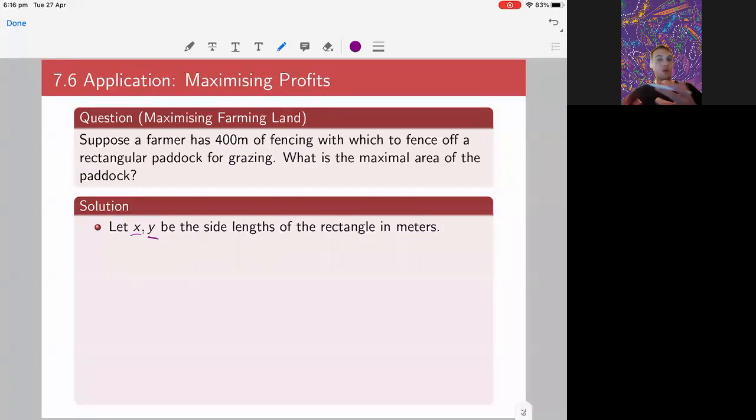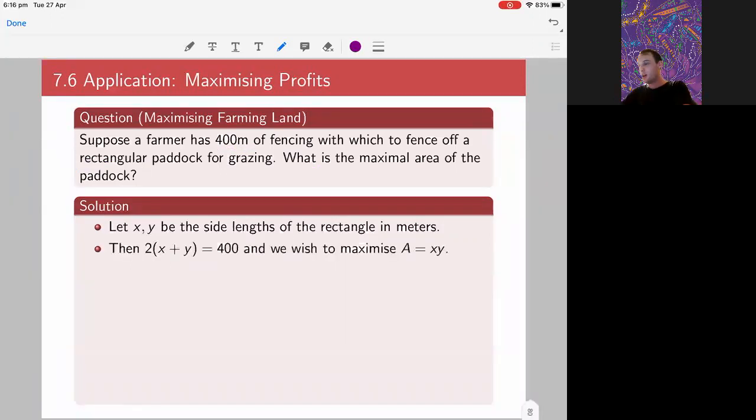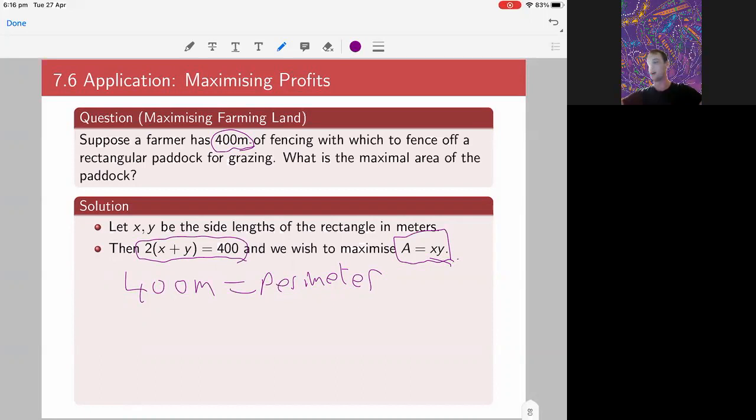Okay, so what are the rules here? Well, I'm trying to maximize area. The area of a rectangle is simply the length of its base times the length of its height, and that is precisely x times y. However, we've got more information here. We know that we're only allowed to use 400 meters of fencing. 400 meters is the perimeter. So that means we've got this constraint here. I know that the perimeter, which can be found by taking 2 times the base plus 2 times the height, has to be 400 meters.